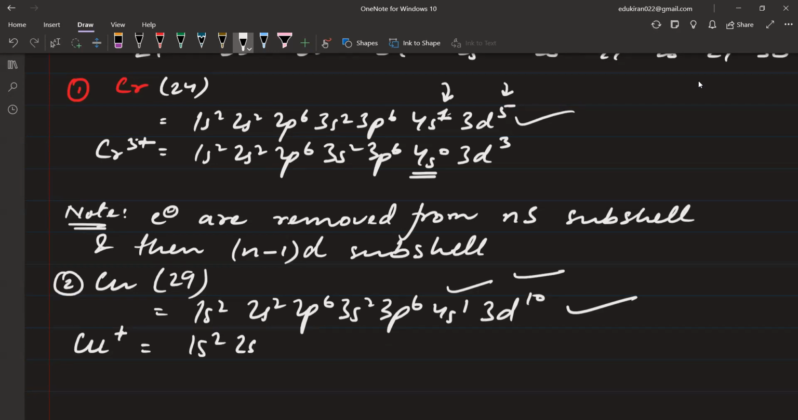Everything else will be same. 1s2, 2s2, 2p6, 3s2, 3p6, 4s0, and 3d will be as it is, 10.